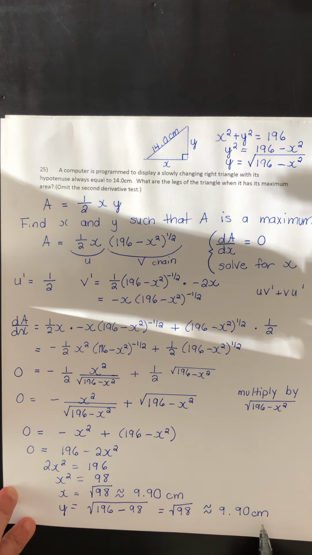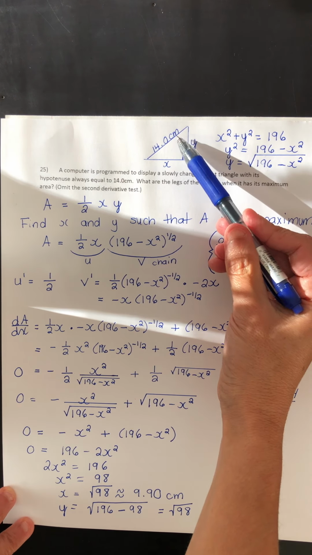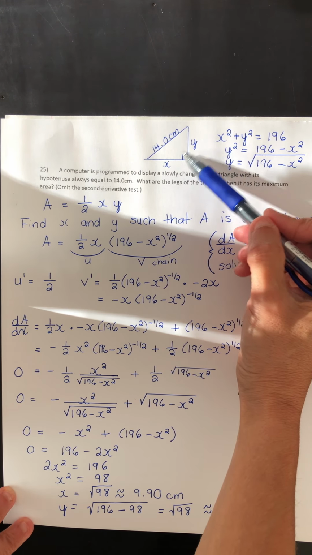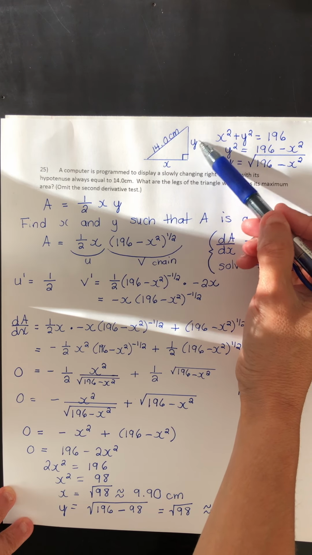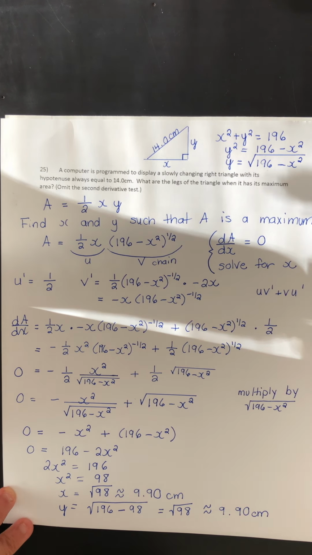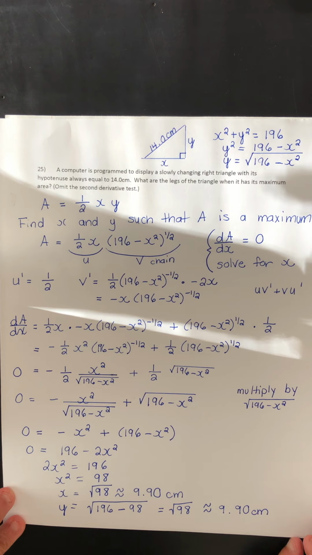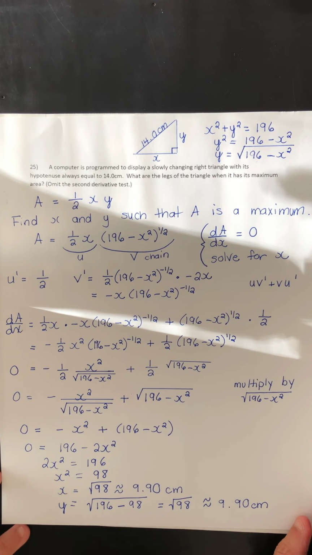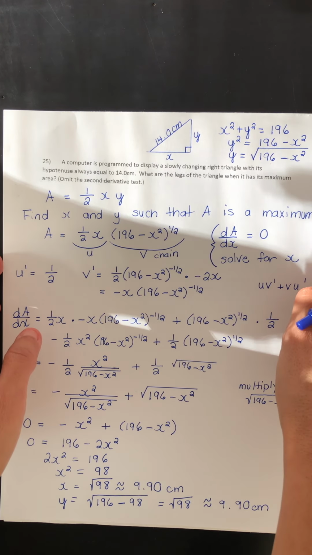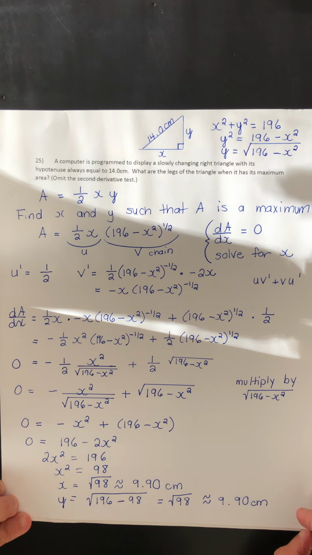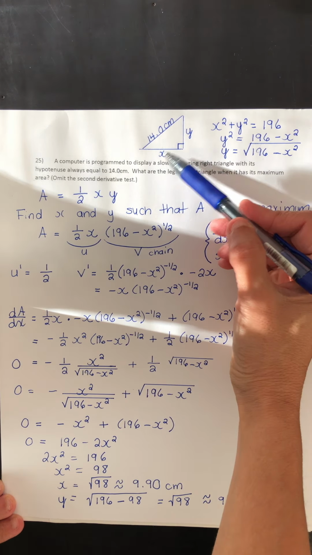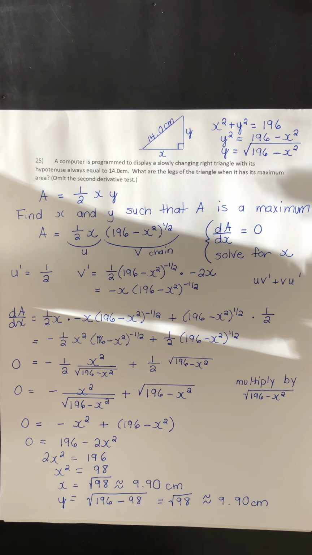So what did we find out? We found out that this right triangle will have these two side lengths equal. So it's actually an isosceles triangle. So the conclusion is that if we want a maximum area in this case, we would make sure that the triangle is isosceles. So the base and the height are equal in our right triangle.